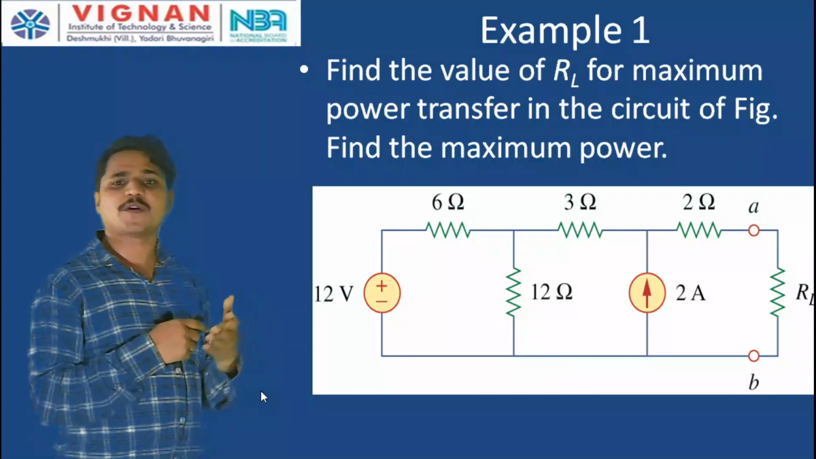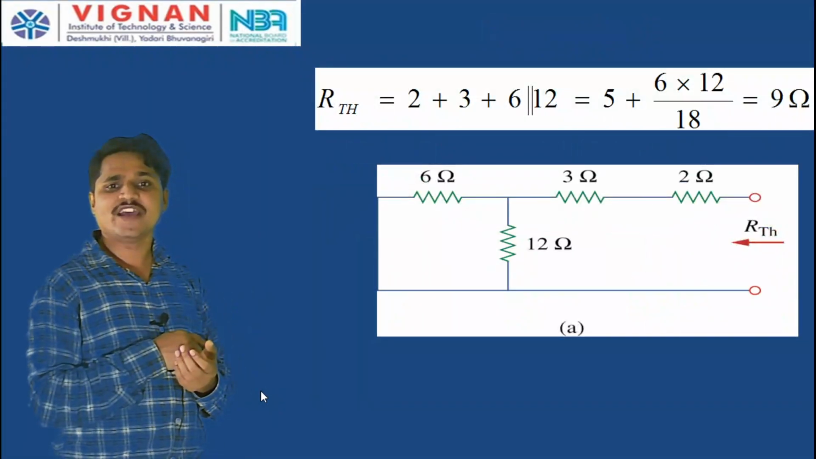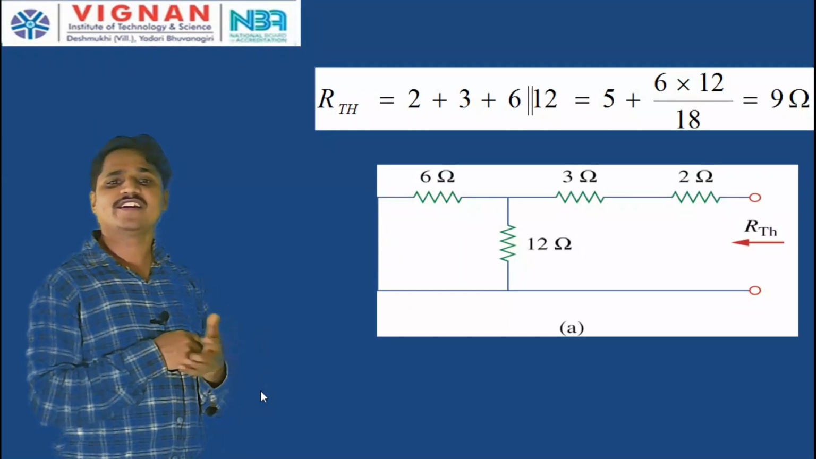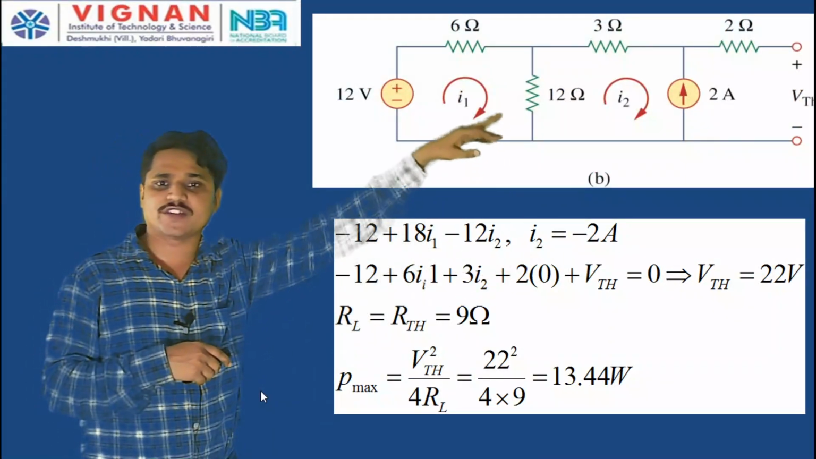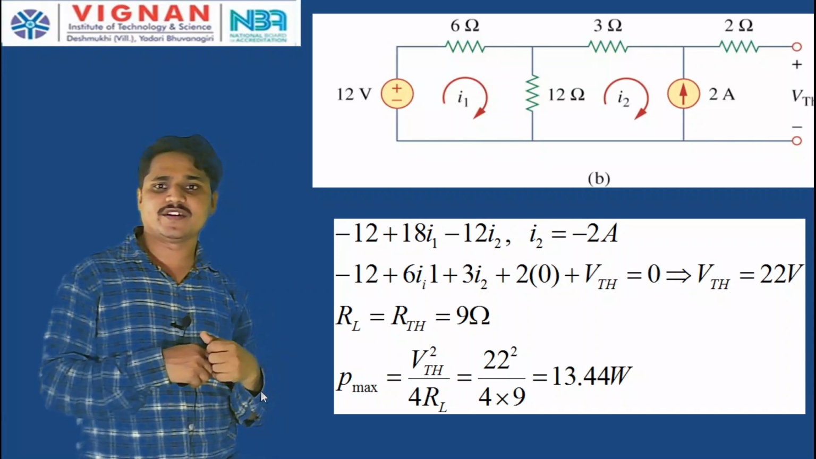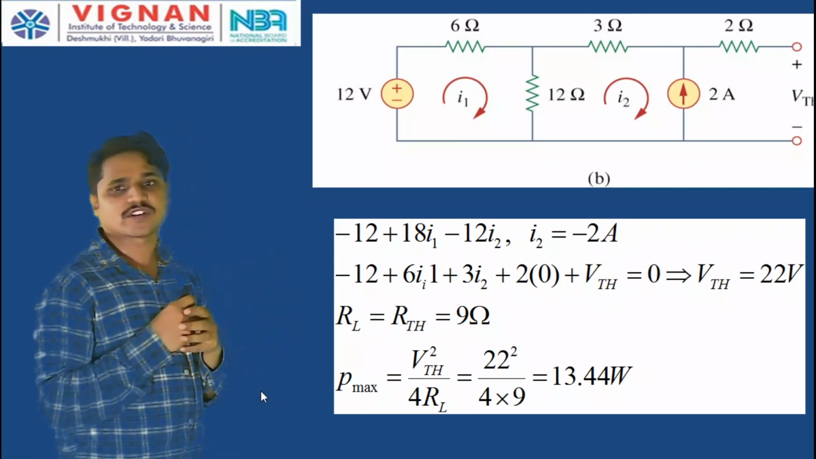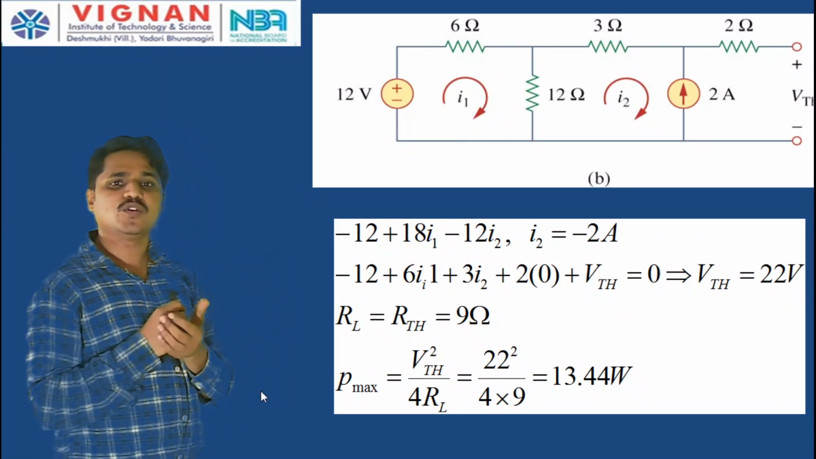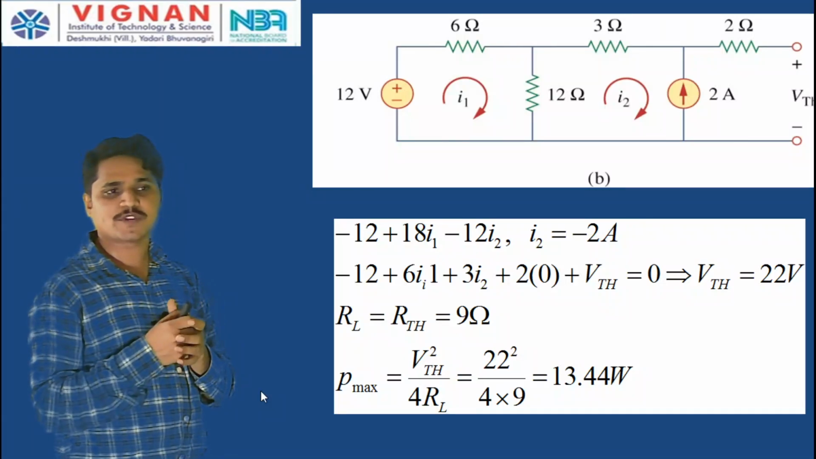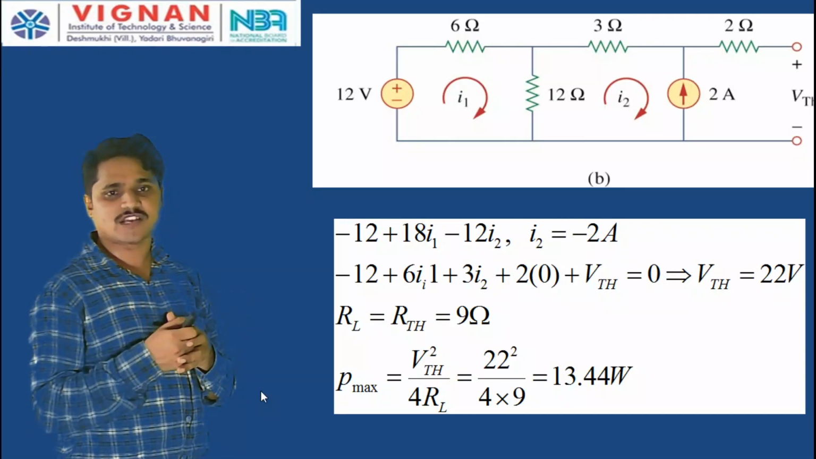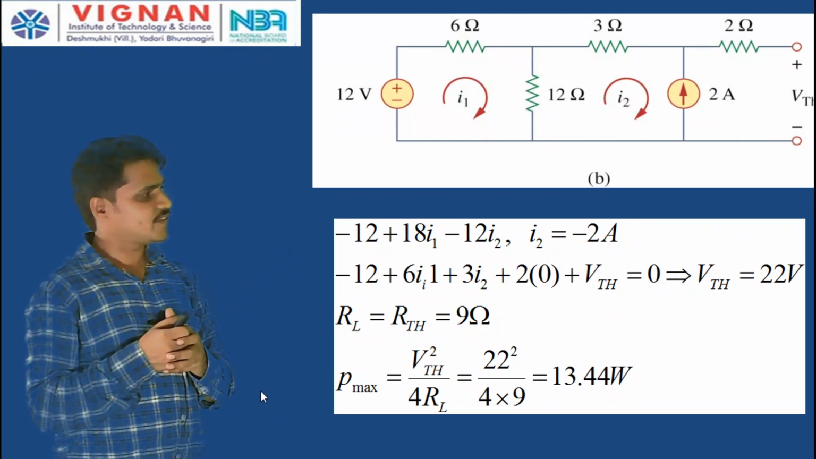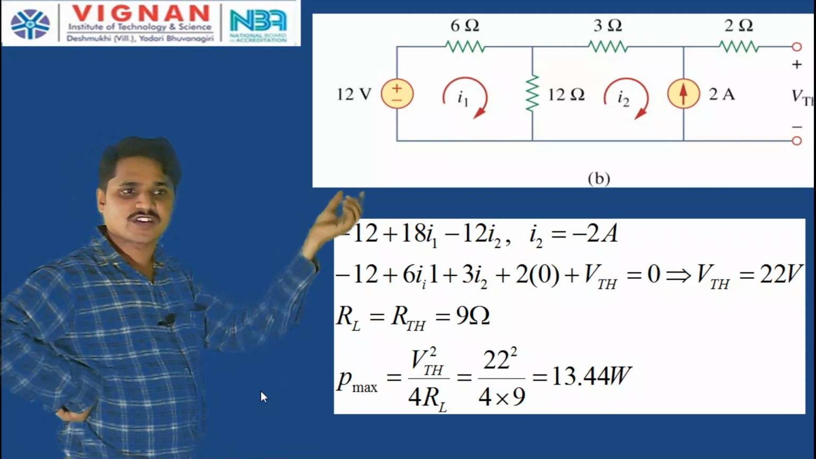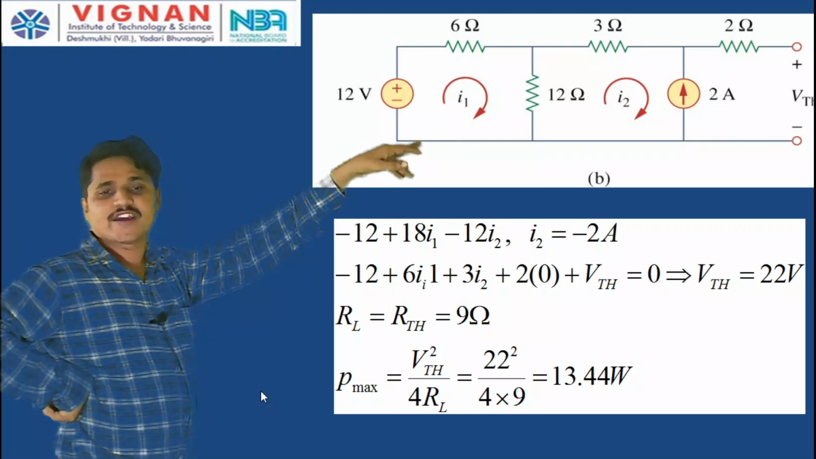Now, how much amount of power is transferred? Let us calculate. To calculate that, first find the V Thevenin across the terminals A and B. I am using two meshes here, mesh 1 and mesh 2, with currents I1 and I2 assumed in the clockwise direction. Now apply Kirchhoff's voltage law in each mesh individually, first in the first loop.